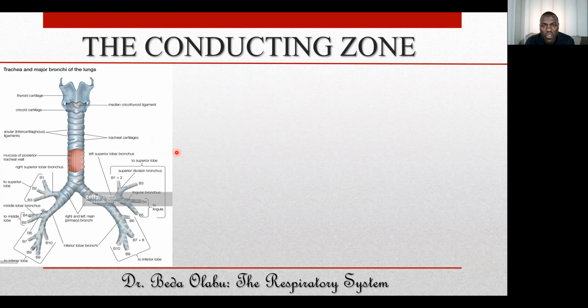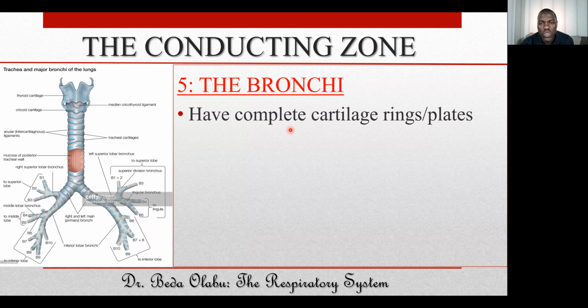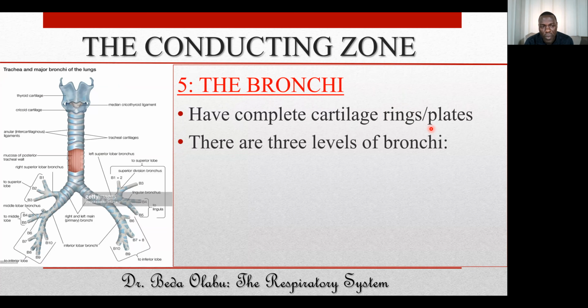From the trachea, we have bronchi. One of the key differences between the trachea and the bronchi is that now the cartilages of the bronchi are complete. They are not C-shaped. They are complete. It can either have complete rings of cartilage, or it may just consist of cartilage plates. Instead of cartilage rings, they're now cartilage plates. And the plates are all over. There are 3 levels of bronchi.